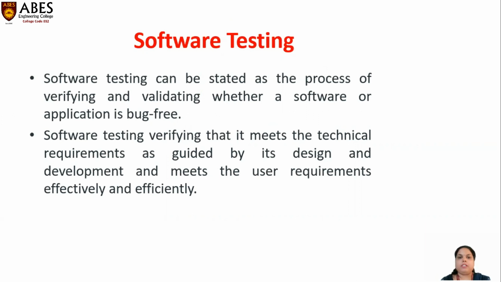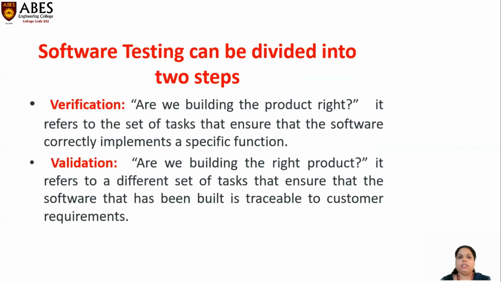There are two levels of steps in finding the errors or bugs. One is verifying and the second one is validating. Software testing verifies that it meets the technical requirements as guided by its design and development, and meets the user requirements effectively or efficiently. That means it can also be defined as whether the software meets the user requirements or not, effectively or efficiently.